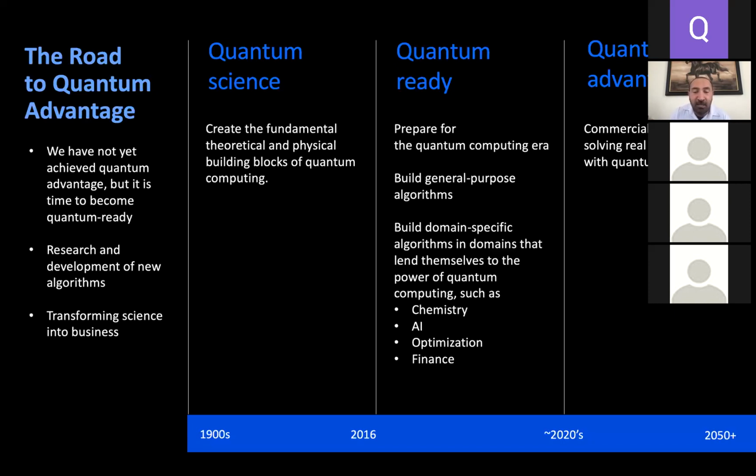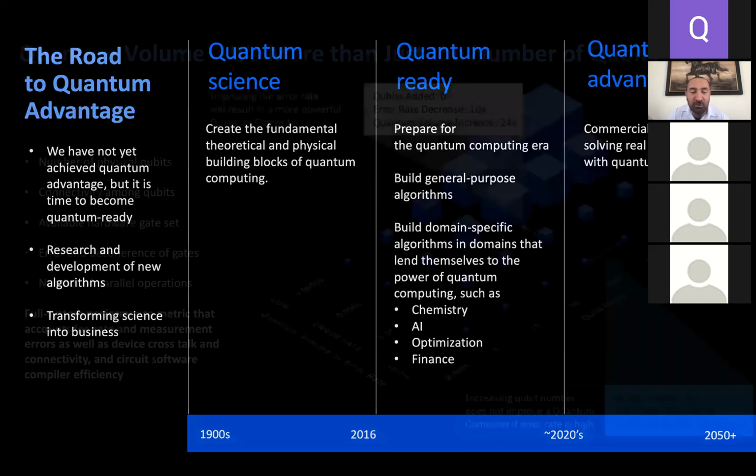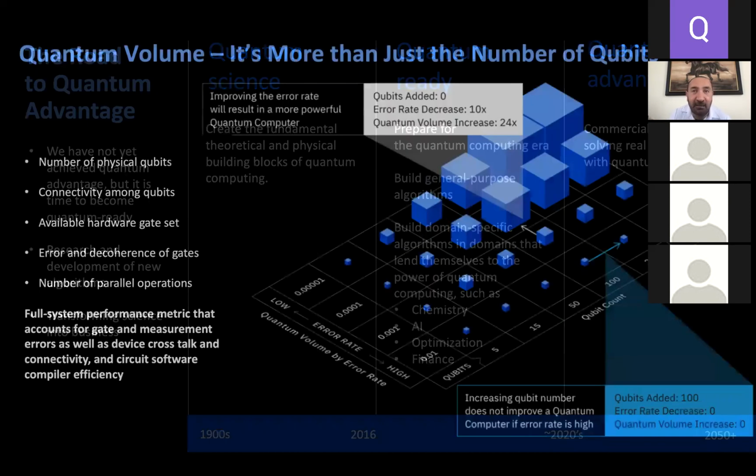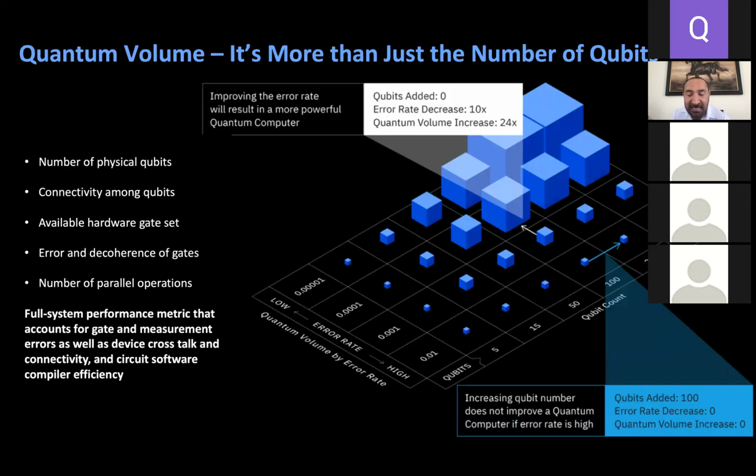So while we become quantum ready, what should we look at? Should we look at the number of qubits that hardware providers are giving us, or should we look at other units of measure? Researchers have introduced a different unit of measure that is not just the number of qubits. It's called the quantum volume.